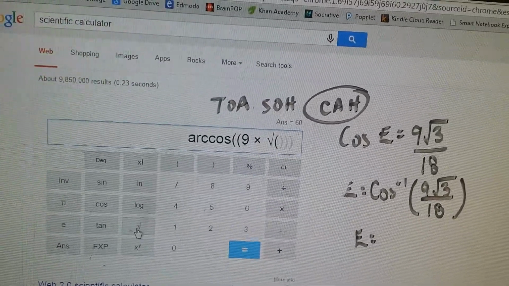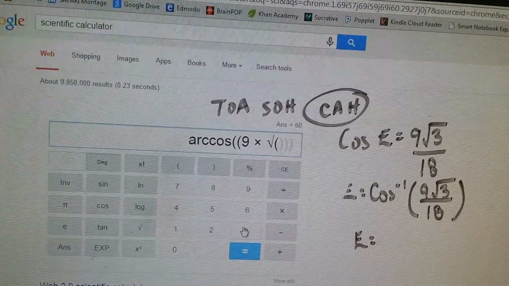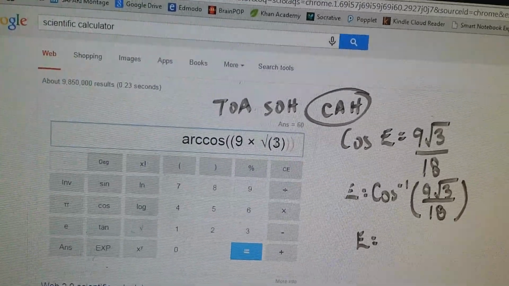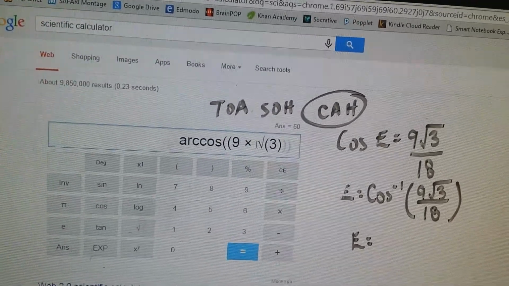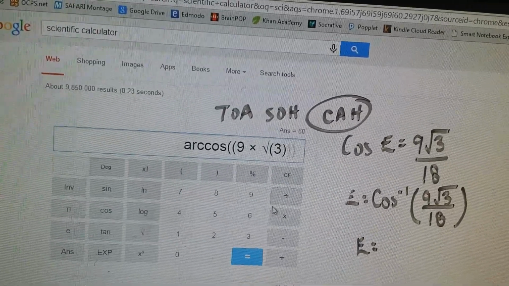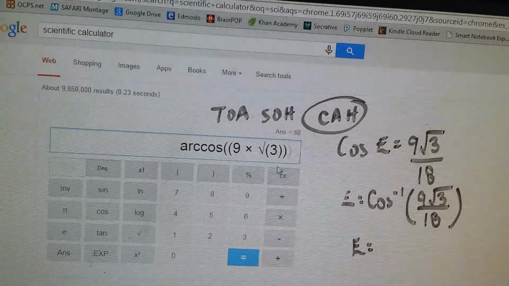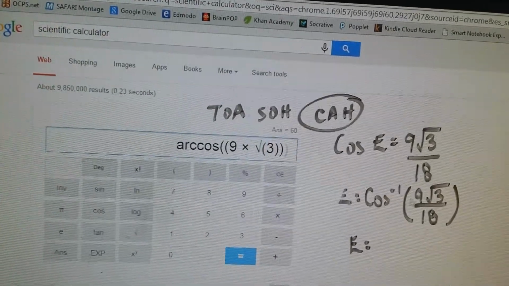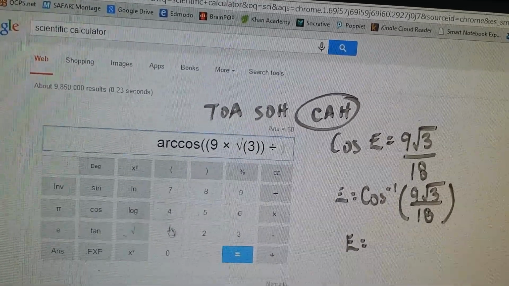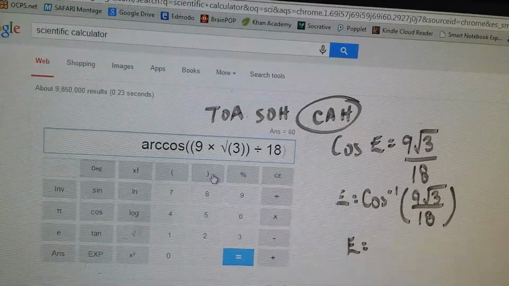So open a parenthesis, 9 times radical. Now notice, as soon as I hit radical, it opens a parenthesis. So when I do radical 3, I have to close the parenthesis for radical 3. So right now I've got 9 times radical 3, and I have to close the parenthesis for the 9. Okay, then all that, so the whole top divided by the bottom, 18, and then close the parentheses.